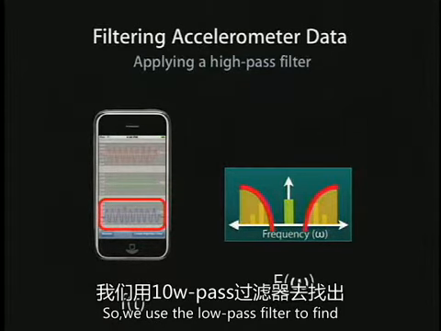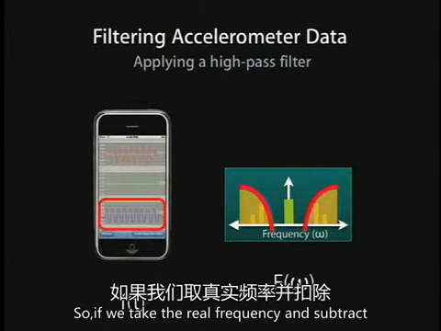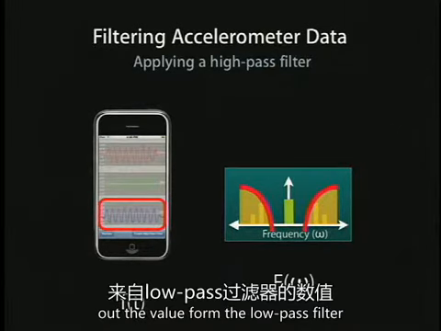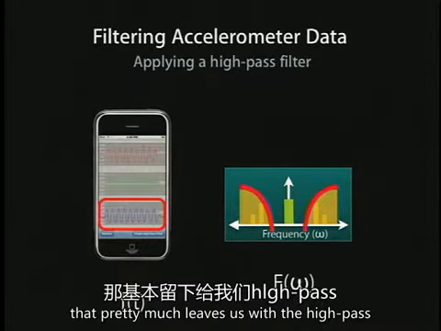So we use the low-pass filter to find that frequency in the middle. If we take the real frequency and subtract out the value from the low-pass filter, that pretty much leaves us with the high thing. So basically that's going to be almost the same code we just saw, right?